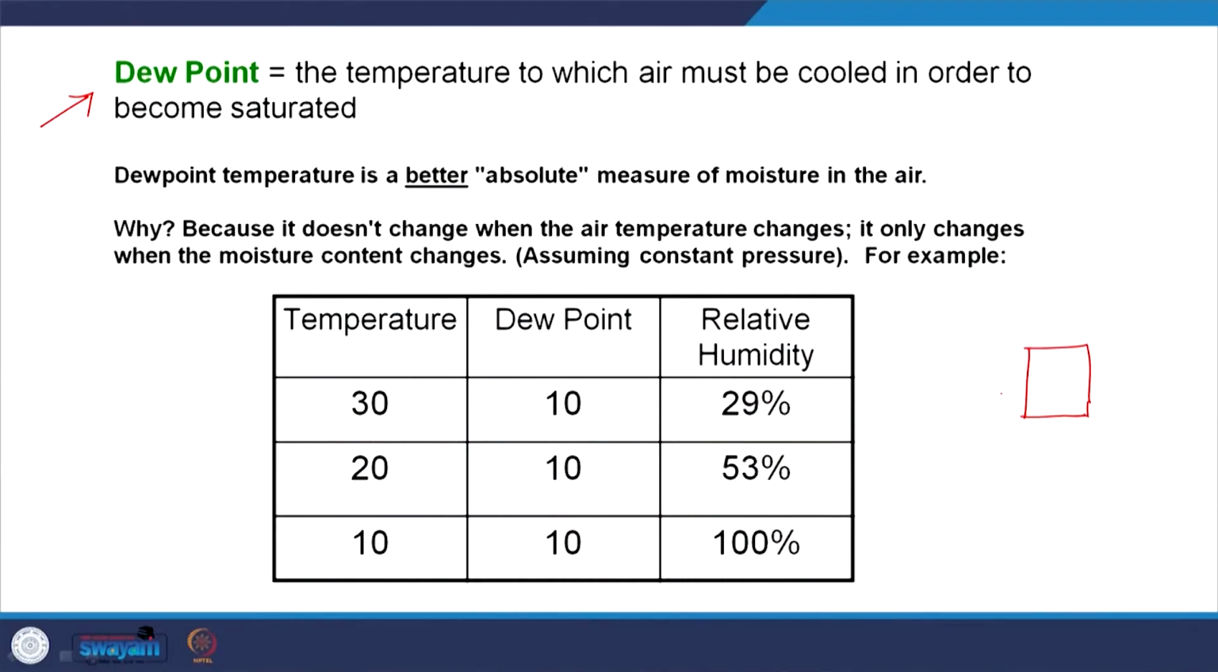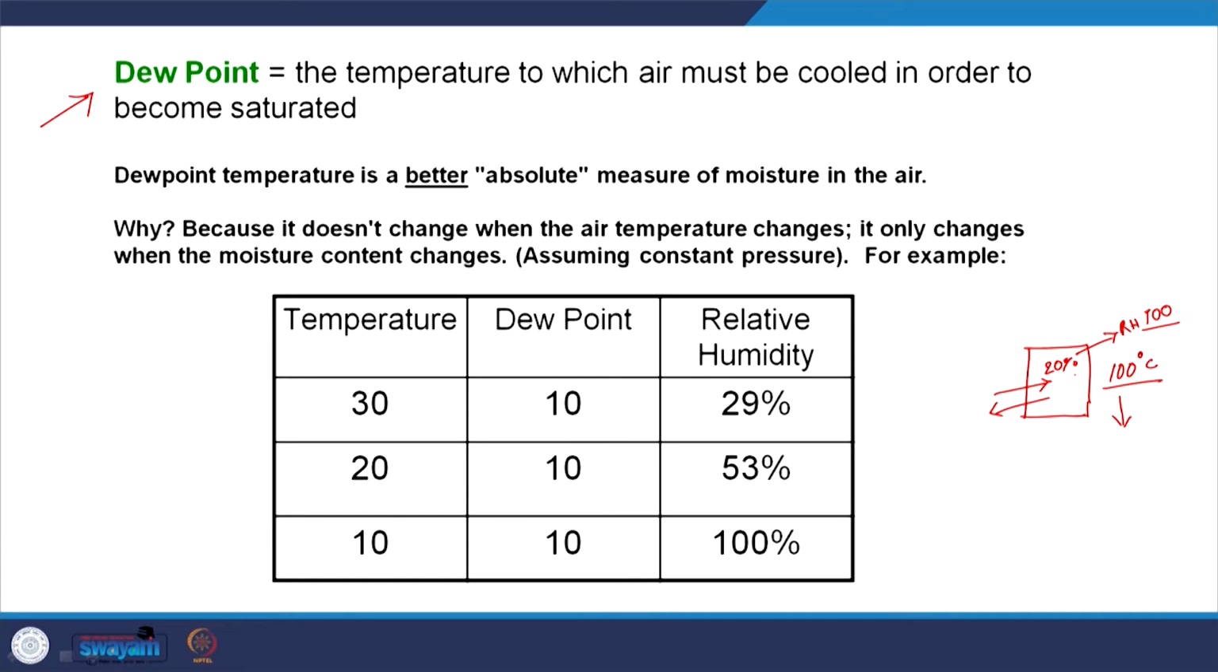Now, if you keep decreasing the temperature, let us say you take an adiabatic air parcel which does not allow either inward or outward transfer of moisture. You have 20% of water vapor within this. Let us say the temperature is 100 degrees Celsius. Now, 20% is not sufficient for us to call the relative humidity 100%. The relative humidity is just 20% in this case.